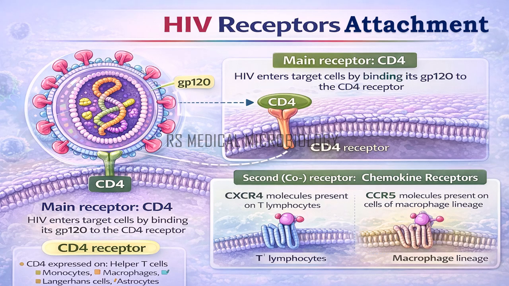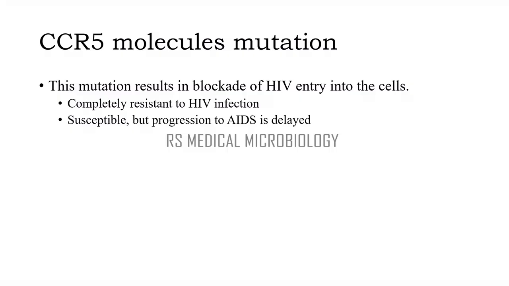Now, if you see how this virus attaches, the main attachment is with the CD4 receptor. The CD4 receptor can also be seen on other cells like monocytes, macrophages, Langerhans cells, and astrocytes. The main receptor is this particular one. To make this bonding stronger, you have a co-receptor, which is CXCR4 or CCR5. What is the advantage of this? Sometimes there is a mutation of the CCR5 molecule where some lucky people can avoid this attachment of the HIV virus itself. So they are completely resistant to HIV infection.